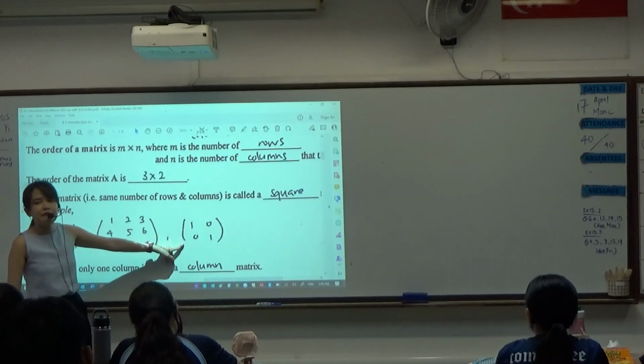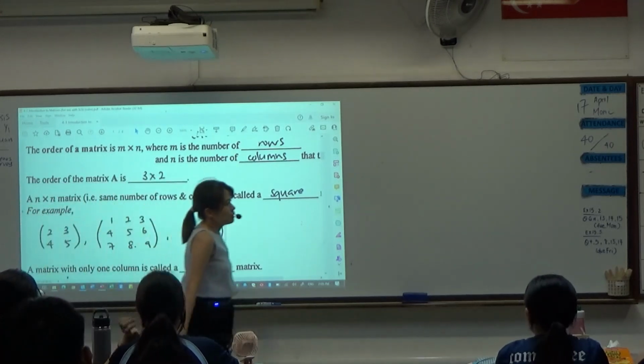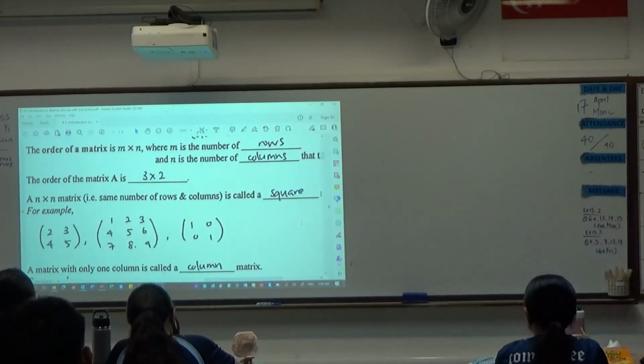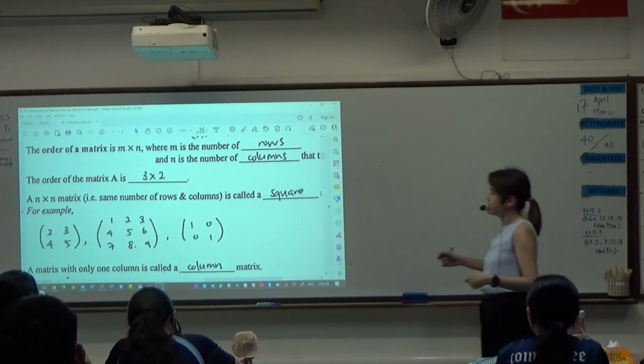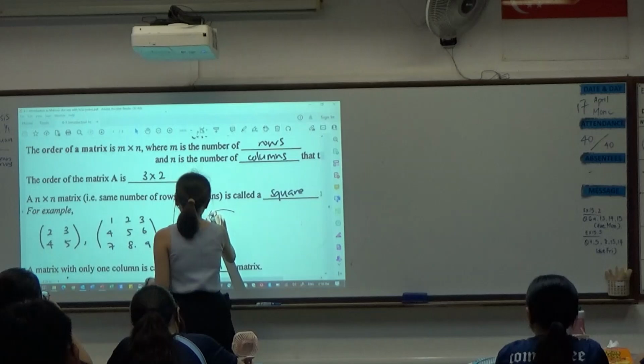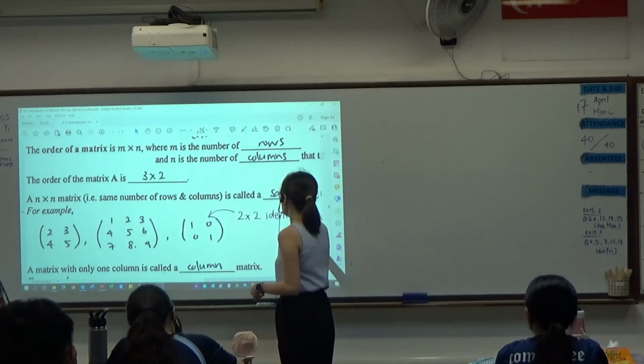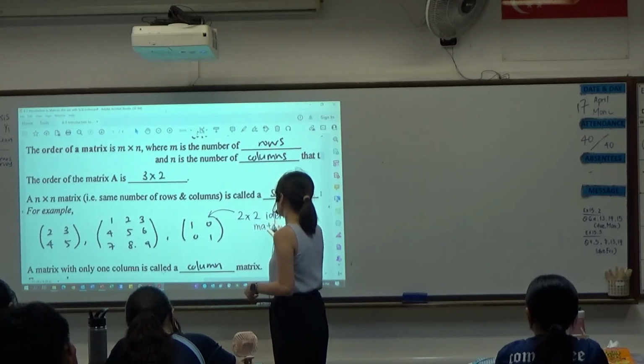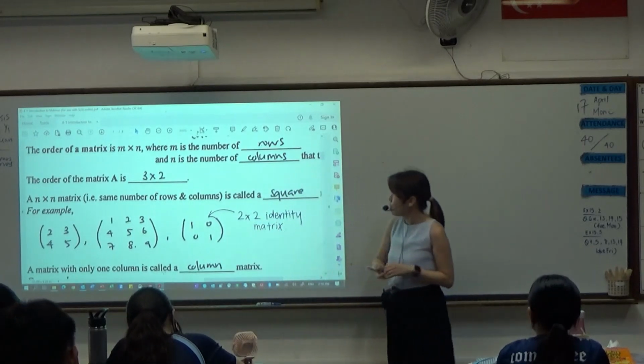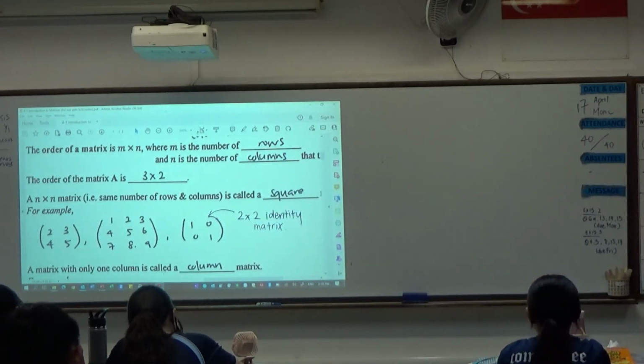And then there's this very unique one, whereby the diagonals are ones and then the other numbers are zero. So this is a 2 by 2 identity matrix. I will talk more about identity matrices later on.